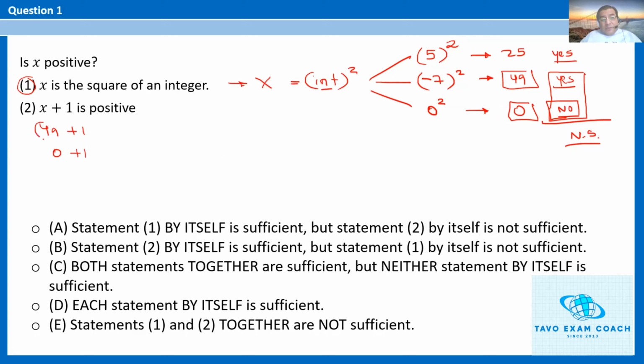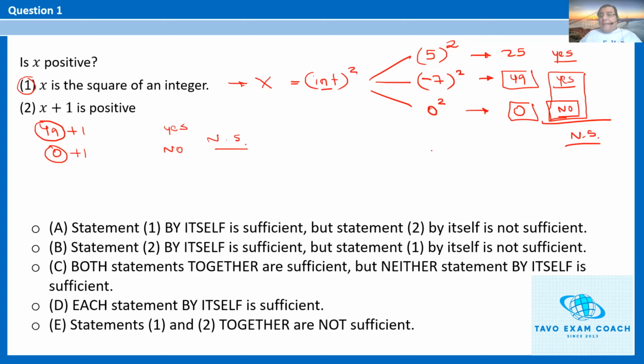But what is the answer to the question with this value? The answer would be a yes, because 49 is positive, but 0 is not positive, so the answer would be a no. And thus, we can prove that statement 2 alone is not sufficient either. We have two possibilities for answering the question.